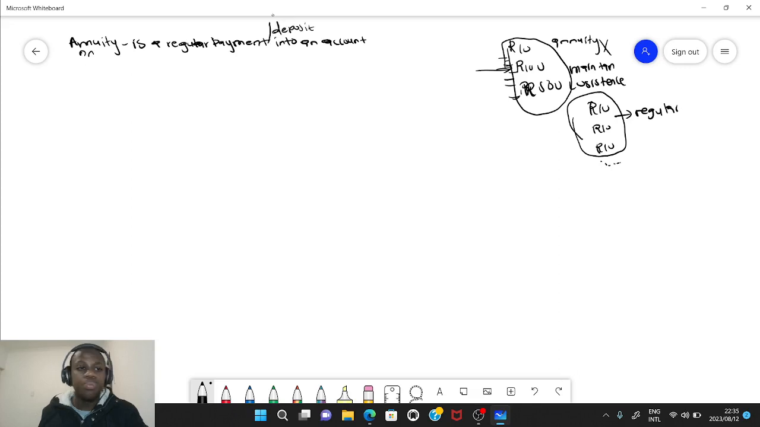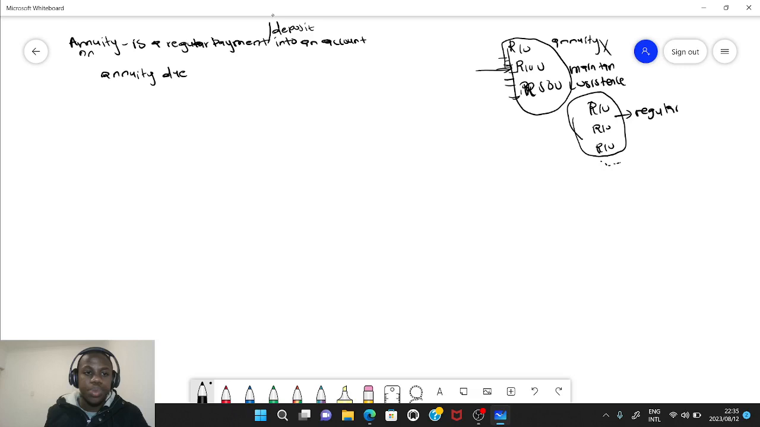So we have two types of annuities. We have annuity due, and we have the ordinary annuity. Now, can I please just draw a line here, right? So what is annuity due? We explained annuity, right?